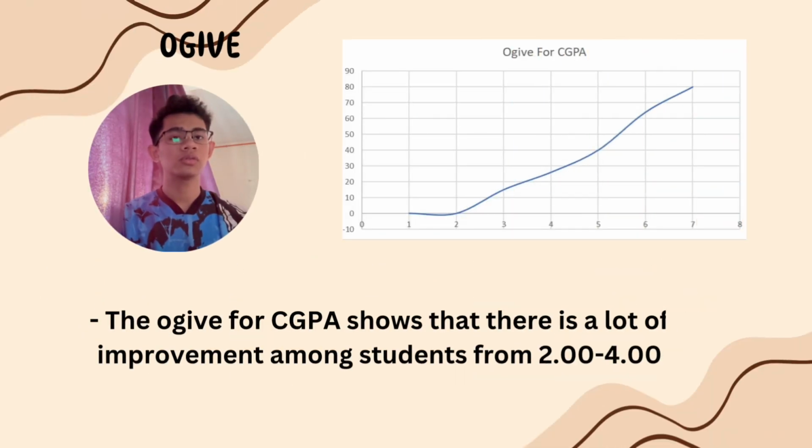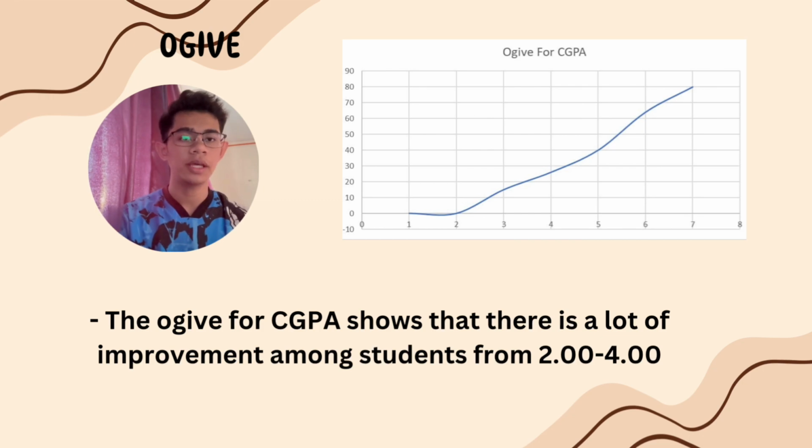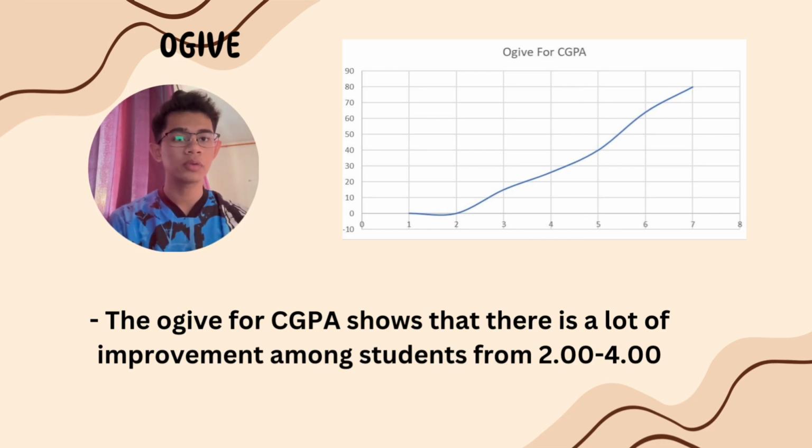And now I want to talk about the OGIF for CGPA. Here is the graph. The OGIF for CGPA shows that there is a lot of improvement among students from 2.00 until 4.00 CGPA. This is the table of DIA students.